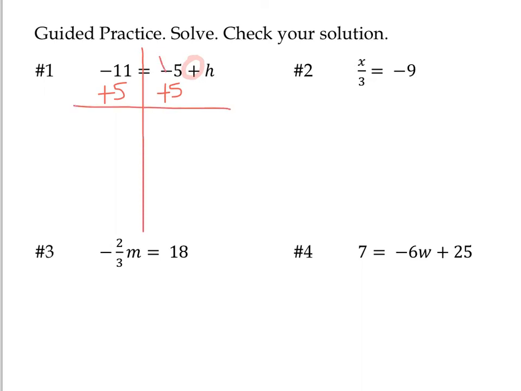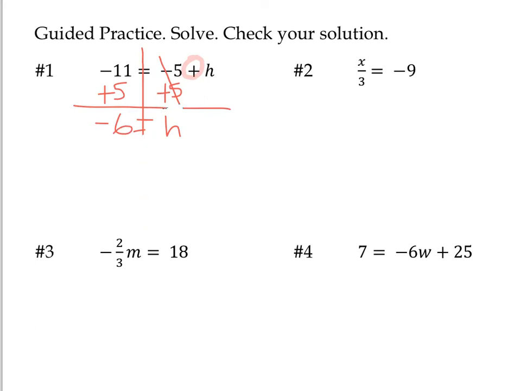So that negative 5 plus 5 cancels out to 0. We don't have to write the 0, because 0 plus h is going to be just h. So we have our equal sign, and on the right side we have just the h. Then we have negative 11 plus 5, which is negative 6. So that's the answer to our equation.